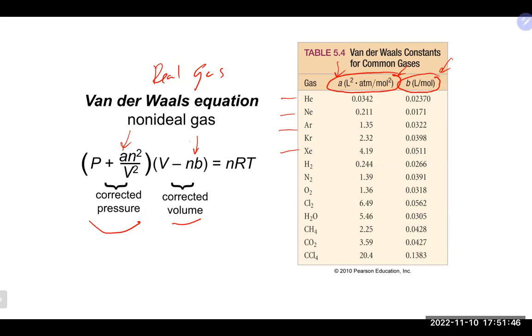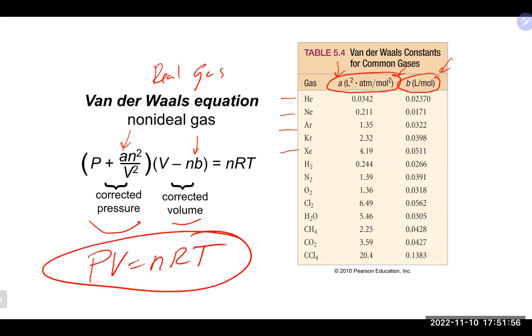Now, the van der Waals equation for real gases, versus the ideal gas law, which is PV equals nRT, really is a more specific gas law, which does depend on the gas that you're dealing with, because obviously you need to go grab the correct values off of these tables.